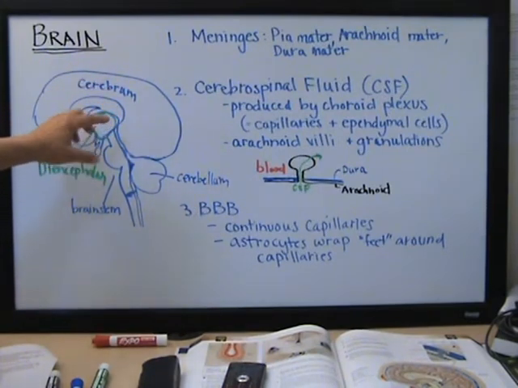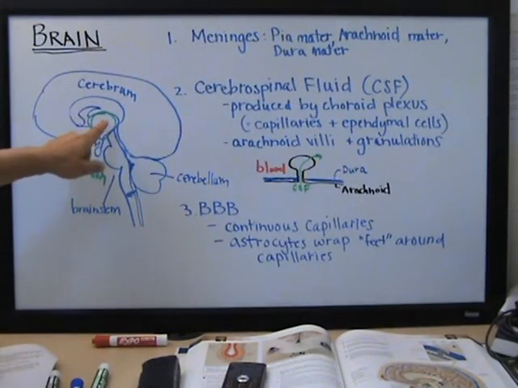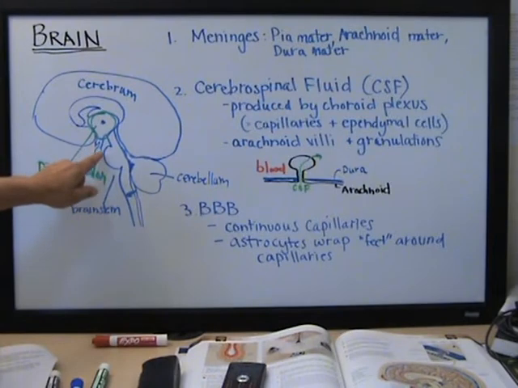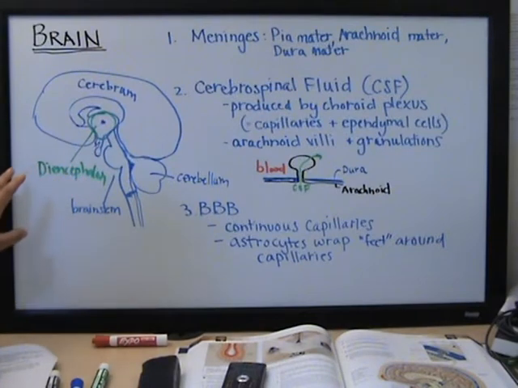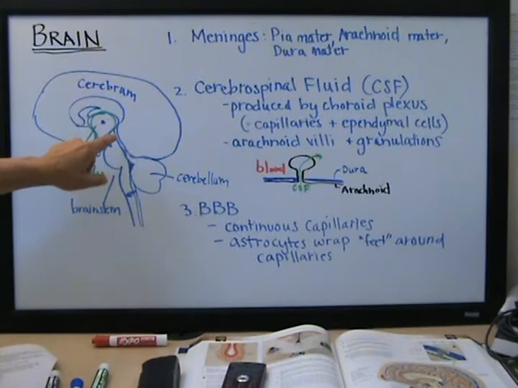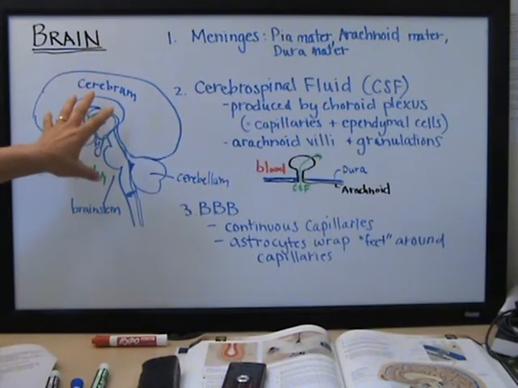There's a lot of smaller portions that you're responsible for. In the diencephalon, we have the thalamus, the hypothalamus down here. We have the pituitary gland hanging down there. The lobes of the cerebrum you need to know, as well as some other small structures within the diencephalon, mammillary bodies, etc. So you'll have to review that.